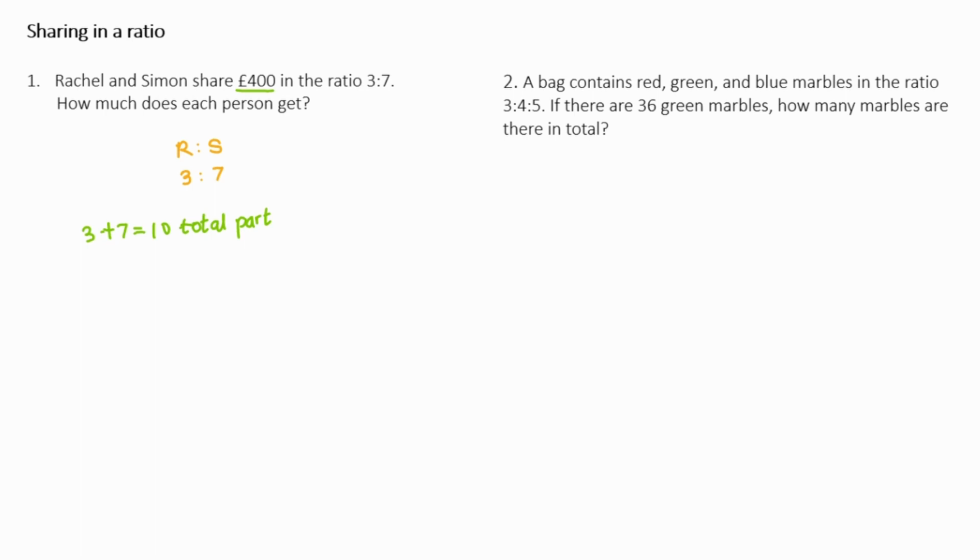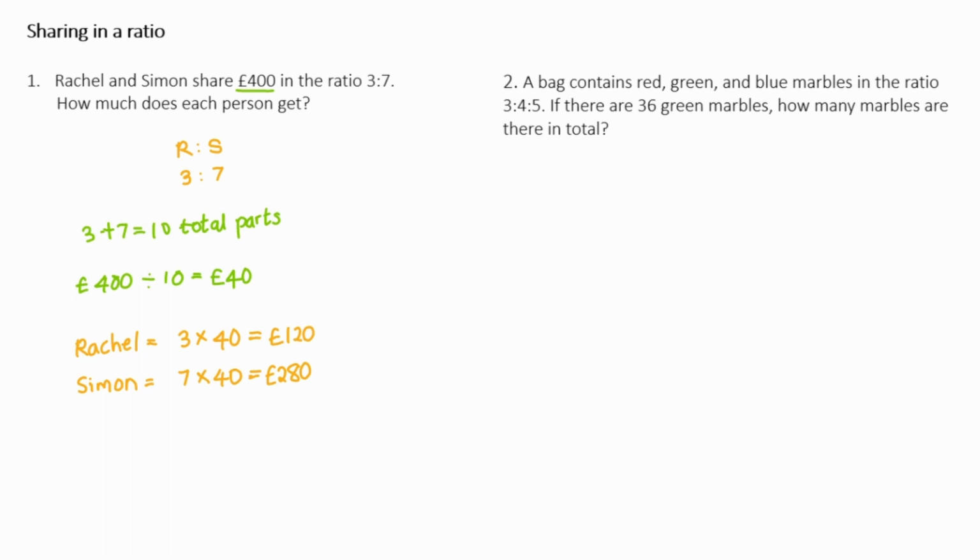Because they're sharing £400 into 10 parts, we therefore divide our 400 by 10, and that gives us £40. So Rachel is getting 3 parts. Therefore, to find how much Rachel gets, we can do 3 times 40, and that gives us £120. To find out how much Simon is getting, because Simon is getting 7 parts, we can do 7 times 40, and that gives us £280. We have therefore found how much each person gets.